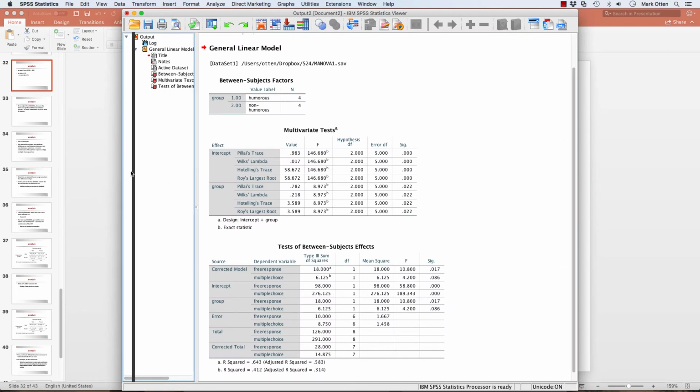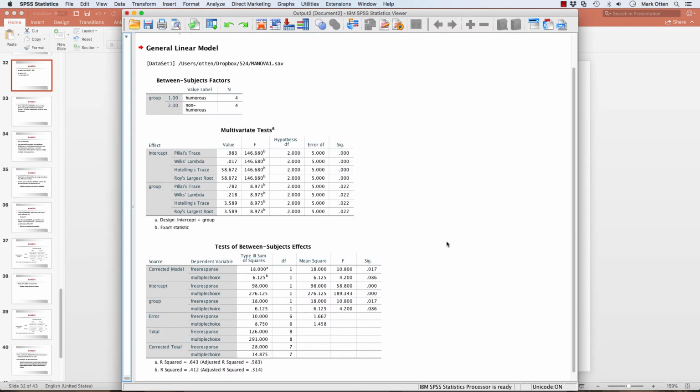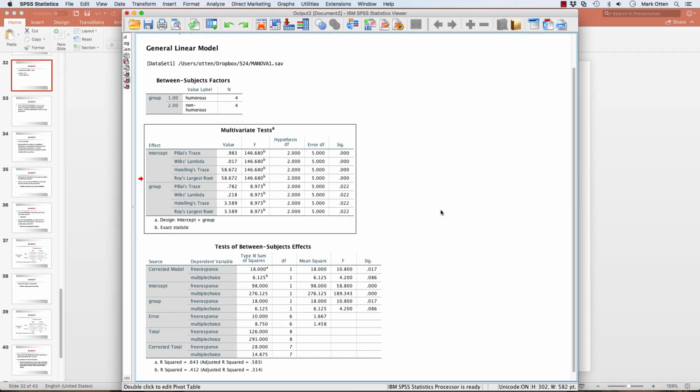So this is probably a little bit small on your YouTube viewer, but this is your multivariate Anova output. And what do we interpret? Well, it gives you some multivariate tests here, and it's going to give you those Wilks lambda values. You just got to look for it. So in this case, you've got intercept and group. Group is your independent variable in this case.